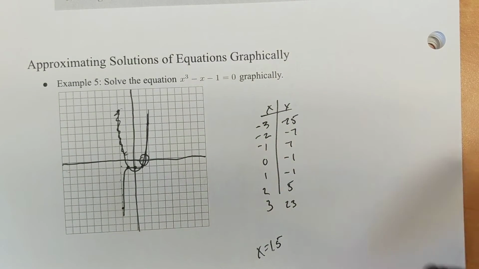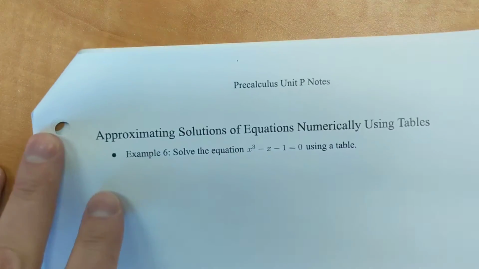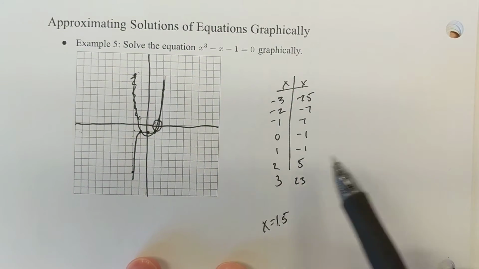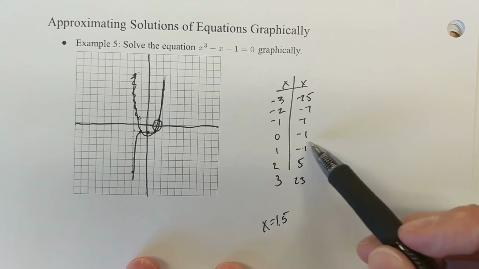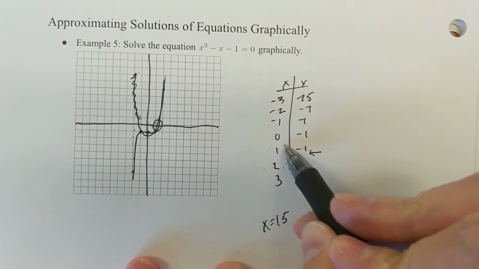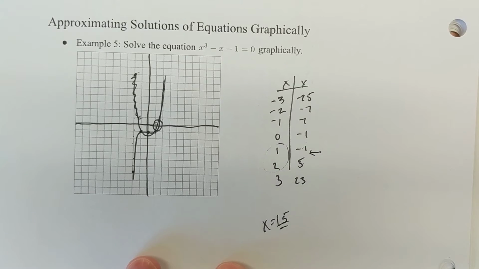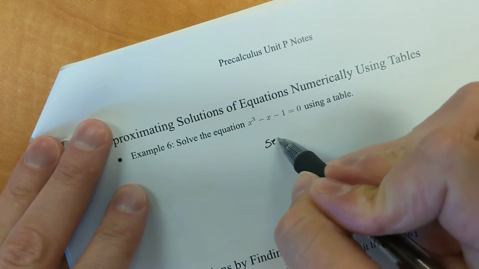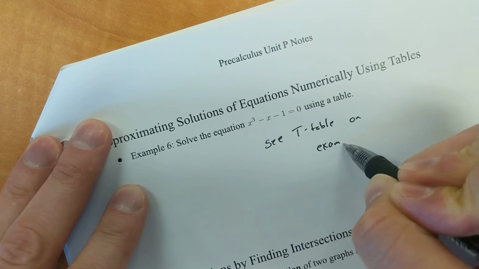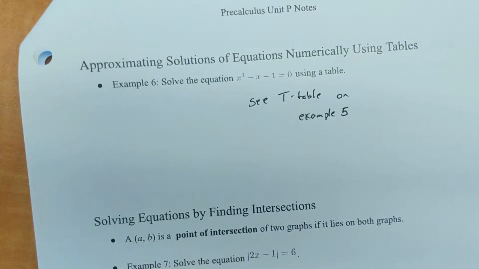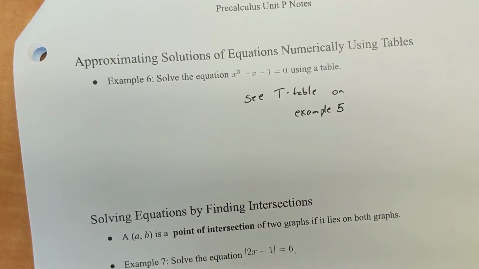So when you solve graphically, your answer is going to be an approximation because you're going to have to read the value off of the graph. All right, so using a table, that's actually kind of what I did over here. So here's my table of values. I'm looking for where it switches from a negative y value to a positive y value. That happens somewhere between 1 and 2, and 1.5 is a good example. So we'll just put a note here: see t-table on example 5. You're looking for where the sign switches from negative to positive or the other way around.